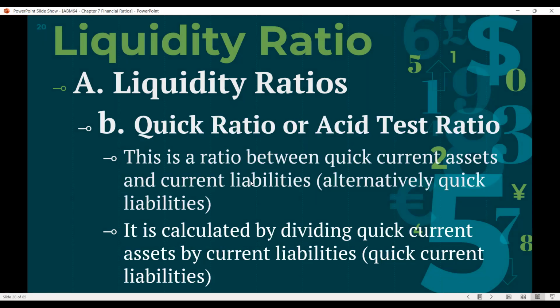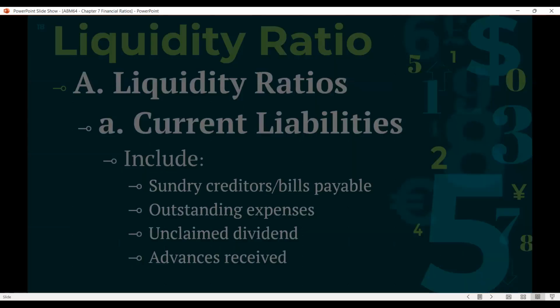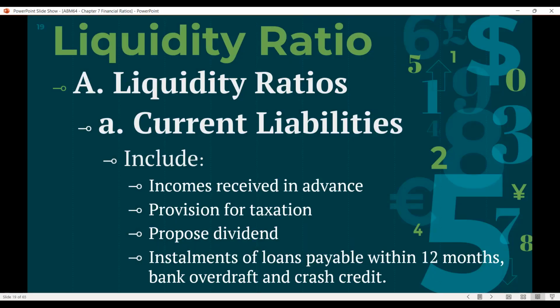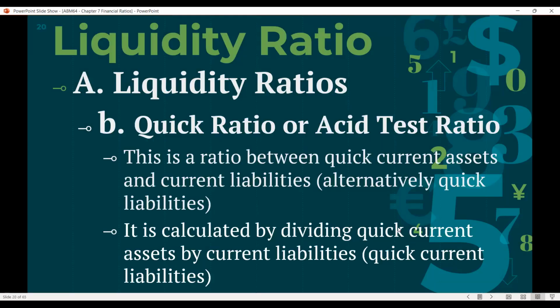Next up is what we call quick ratio or asset ratio. I hope it's clear what current liabilities and current assets are. Mostly, current liabilities and assets are less than a year, okay? So they are less than a year, that's why they are called current.